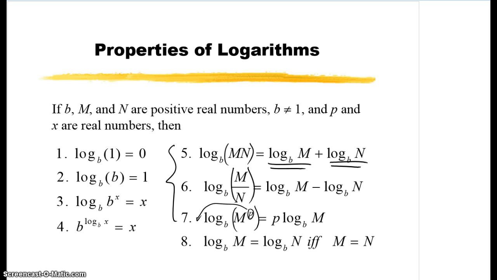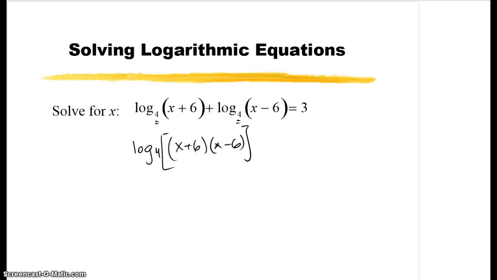Log base b of something plus log base b of something else, that could be written as log base b of the product of those two somethings. Those two somethings happen to be x plus 6 and x minus 6. That equals 3. Now from here, hopefully you remember that this is a difference of squares, right? So really you could rewrite this as log base 4 of x squared minus 36 equals 3. Could simplify a little bit. And now we could just change this to exponential form. 4 raised to the power of 3 will give me x squared minus 36.